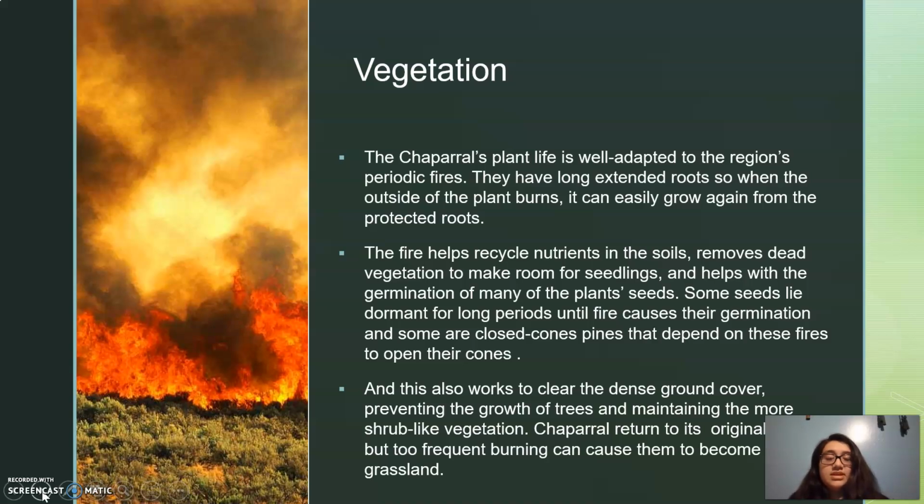And these fires also help to clear the dense ground cover, preventing the growth of trees and maintaining a more shrub-like vegetation. Chaparral return to its original density, but too frequent burnings can cause them to become grassland.